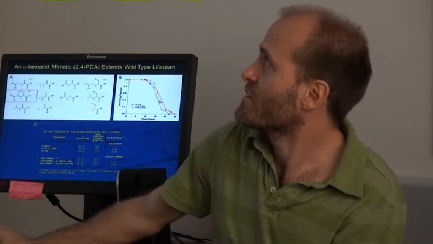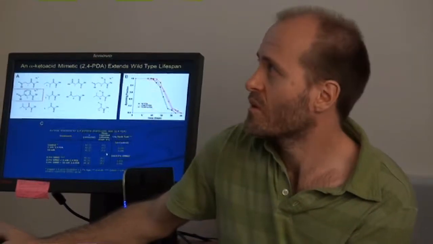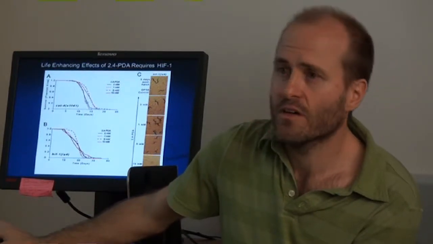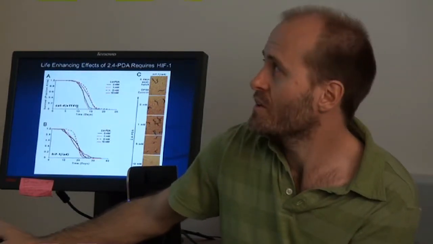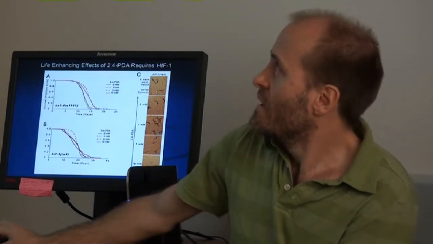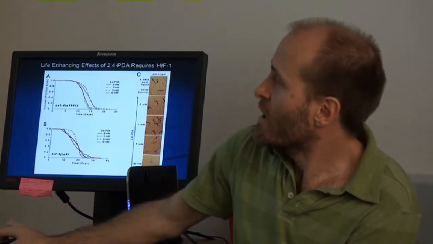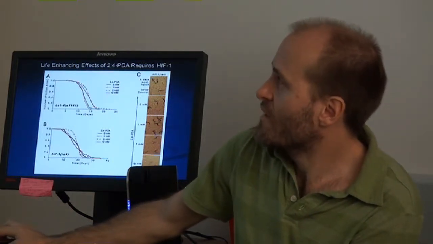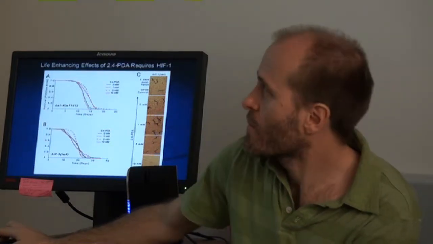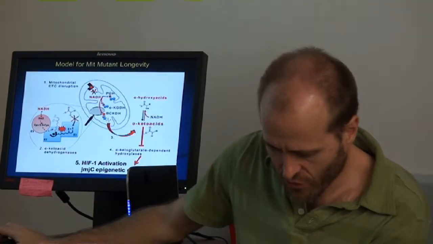When we add this compound back to worms, we can get a lifespan extension. It's not much, about 15%, but it's significant and it's highly reproducible. Moreover, we can find it in a Cat4 mutant strain that has an enhanced cuticle permeability. And if we do it in a HIF1 background, we lose the longevity effect. In this HIF1 background, we also see that if you add the 2,4-PDA, it results in a larval lethal phenotype.